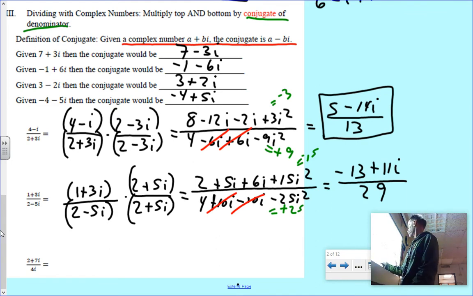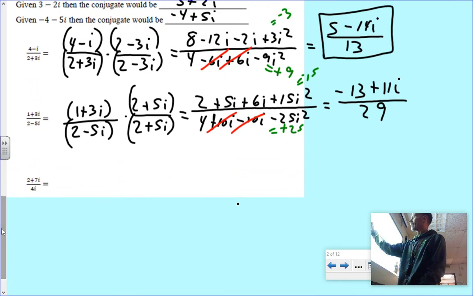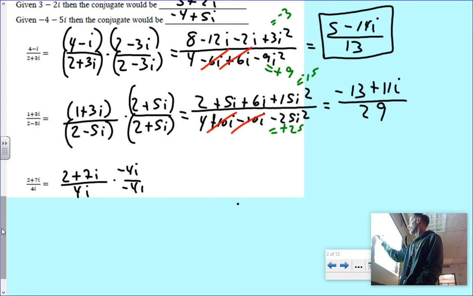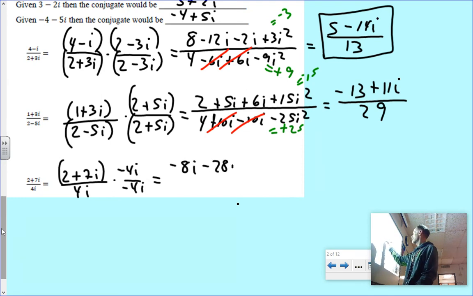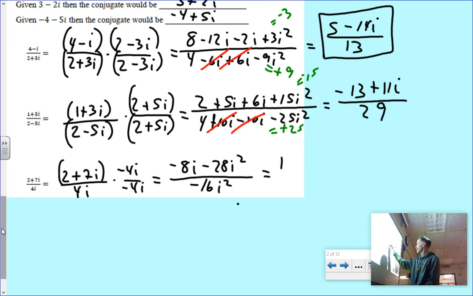And then the last example. In this case, my conjugate, you can still change the sign. So 2 plus 7i over 4i times negative 4i over negative 4i. This is just distributing on top, so it's negative 8i minus 28i squared over negative 16i squared. So again, cleaning that up, negative 28i squared is positive 28 minus 8i over 16.